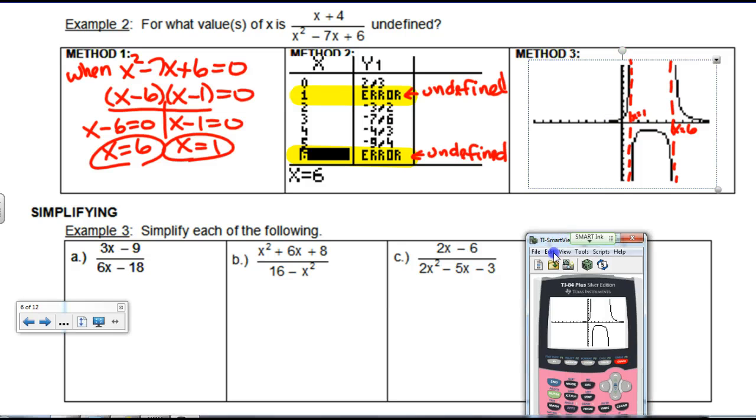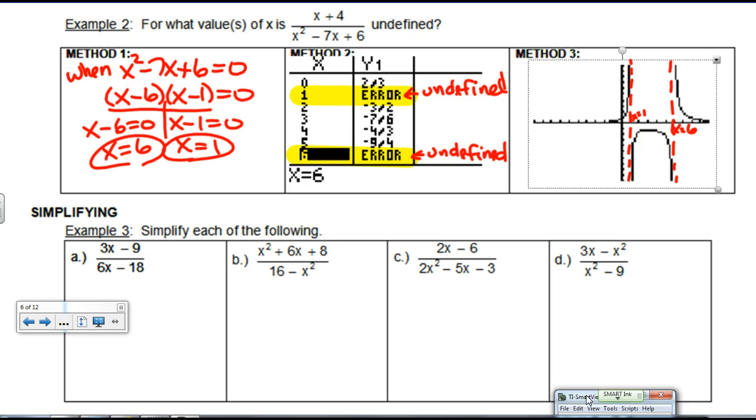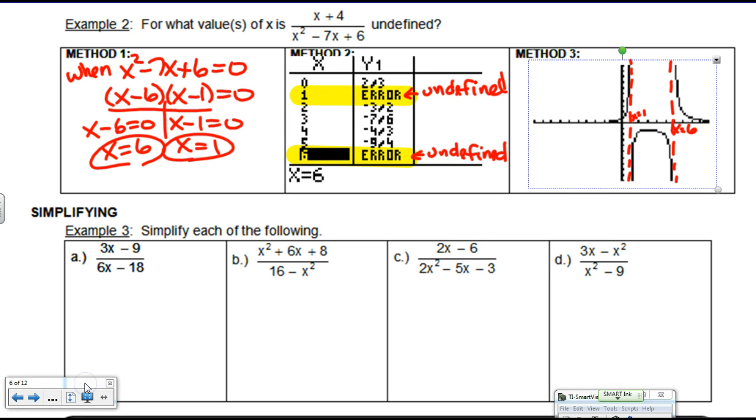All right, the last thing you have to know how to do is simplifying, but now we're going to get into a little bit more complicated ones. Problem number A, simplify each of the following: (3x minus 9) over (6x minus 18). All right, we are not doing undefined, so do not set the denominator equal to 0. We want to just simplify this, which basically means to cancel out like factors in the numerator and the denominator.